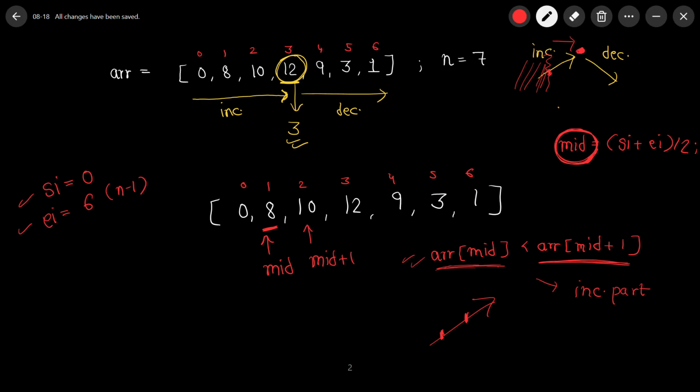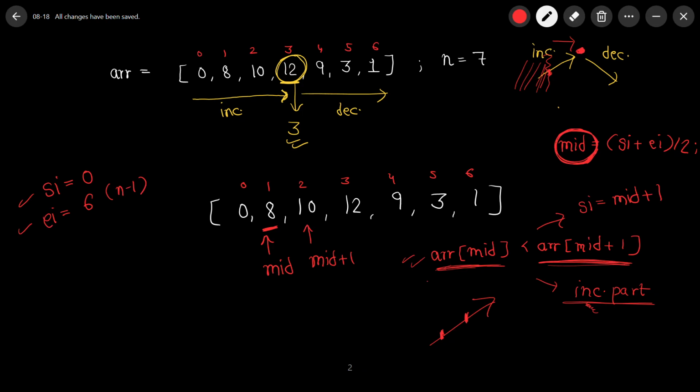So if our middle value is less than middle plus 1, that means we are still in our increasing portion. That means we are sure that our peak element would definitely be towards the right only, because peak is where the increasing portion stops. We are still in the increasing portion, which means we haven't reached our peak yet and it is somewhere in the right. So in this case, we would simply do starting is equal to mid plus 1. This will exclude all the left portion. I hope this is clear.